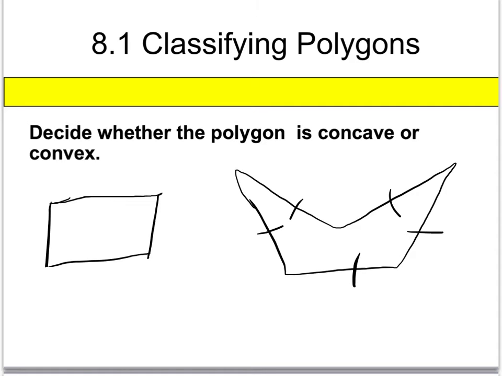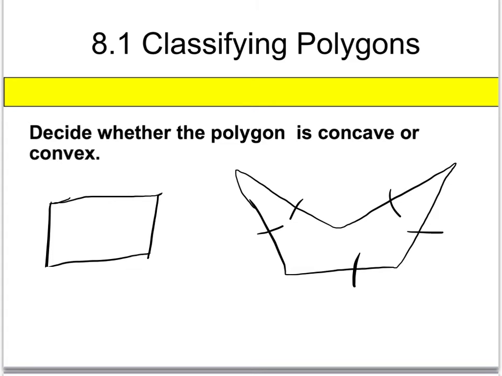Alright, come back here. We have to decide whether the polygon is concave or convex. Now, if you remember, the definition of a concave polygon is that any part of a diagonal contains points in the exterior of the polygon. Convex, all the diagonal points are on the interior.